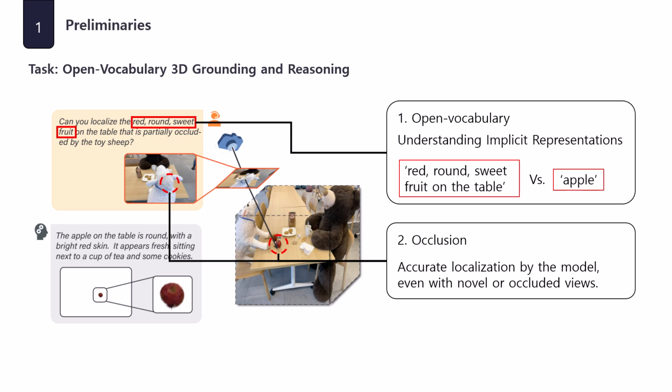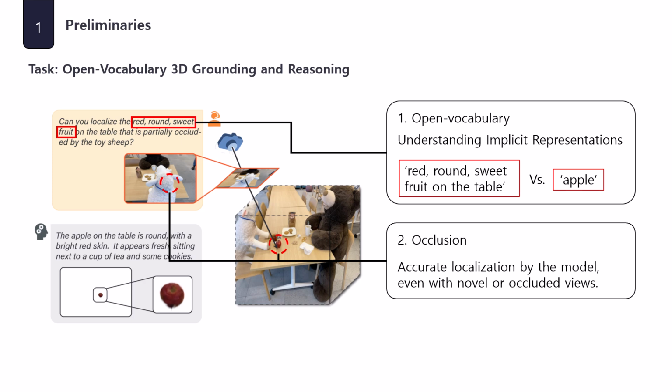First, open vocabulary understanding. This means the model needs to robustly understand and process text queries that describe objects implicitly, rather than relying on explicit, predefined labels it was trained on. As you can see in the example, instead of just "apple," the query might be something like "the red, round, sweet fruit on the table." The model must be able to ground such descriptions and reason about them effectively.